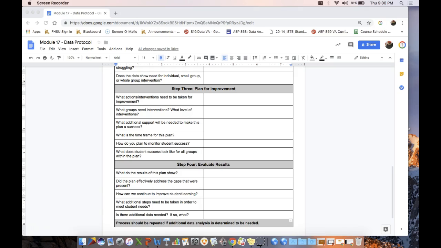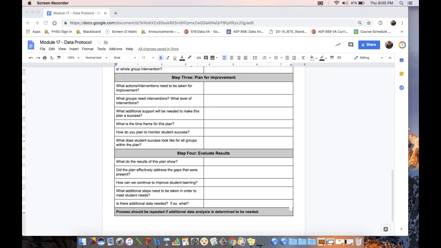And then step three, we want to go about planning for improvement. What actions or interventions need to be taken in order for improvement to be made? What groups need these interventions, and what level of interventions do they need? What additional support will be needed to make this plan a success? What time frame are we looking at for this plan? How do we go about planning to monitor student success within the plan? And then what does student success look like for all the groups that are within the plan?